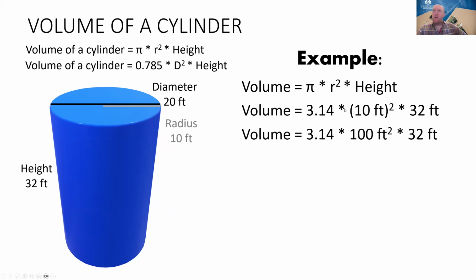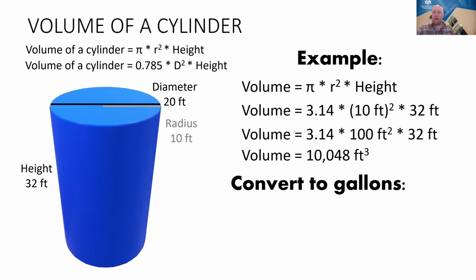Okay, and now that we have that, we have 3.14 times 100 feet squared times 32 feet. We can plug that all into our calculator, and we're going to end up with 10,048 feet cubed. And so now we're in 3 dimensions, so we have cubic feet.